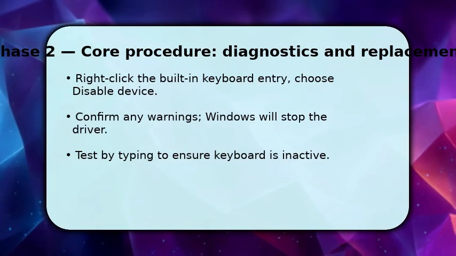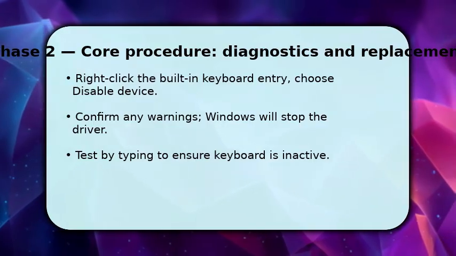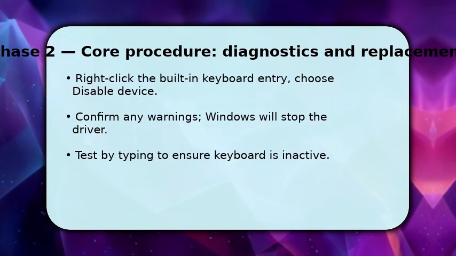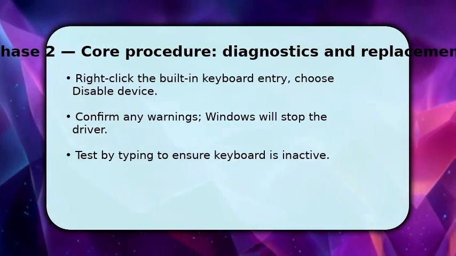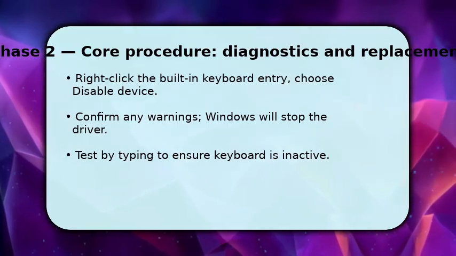Now you disable the internal keyboard. Right-click the identified built-in keyboard entry and pick Disable Device. Windows may show a warning. Accept it to proceed. After disabling, test immediately by pressing several keys to confirm the input stops.